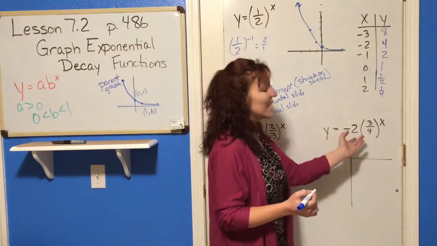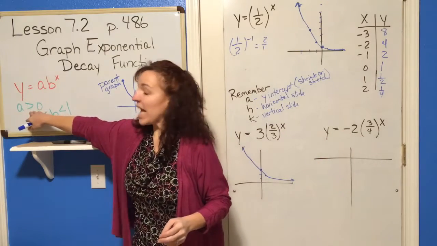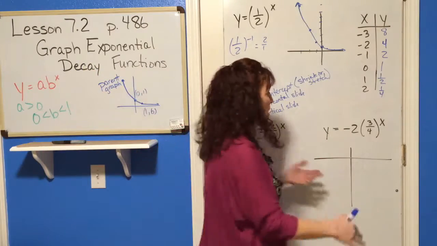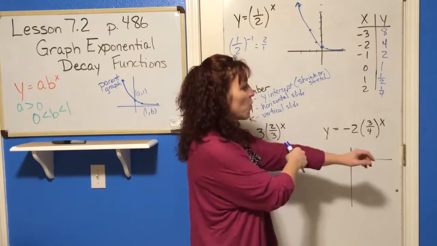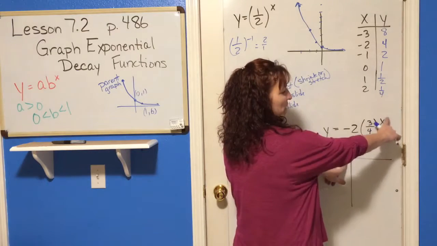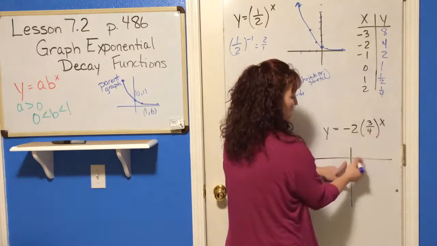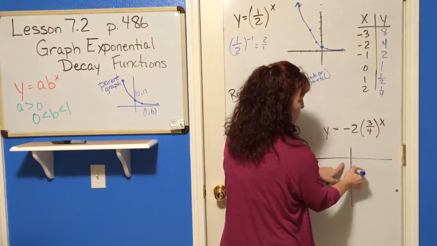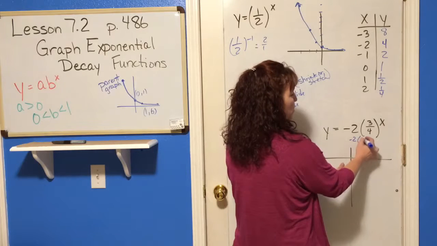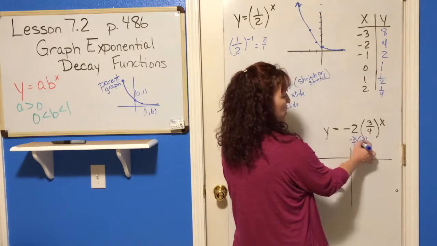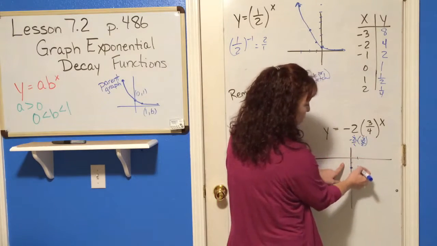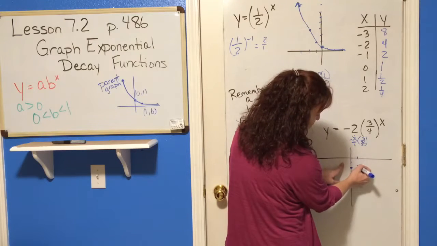All right, same thing here. Now in this case, our a is negative, which means it's not greater than 0. So this is going to be one of those that's not an actual decay function. But we can still graph it by using what we know about exponential functions. If we use 0 as our x, that makes this just -2. So 0, -2 is 1 point. And then if we put in 1, we've got -2 times 3/4, and so this reduces down to -3/2. So 1 over -1.5, right about there.